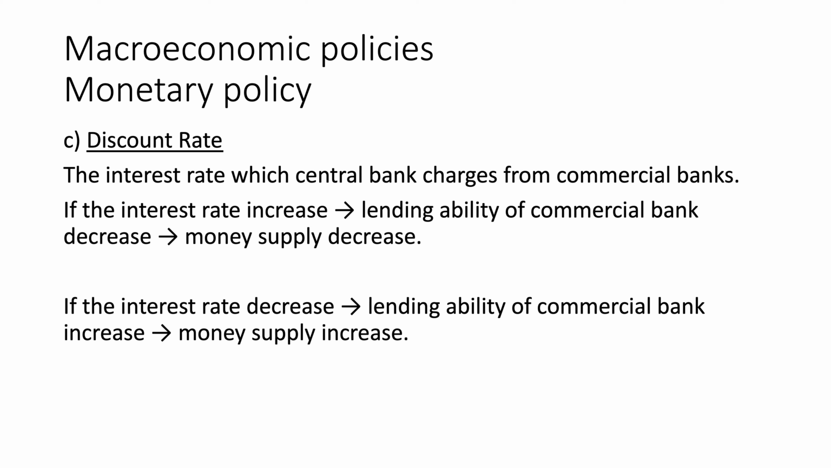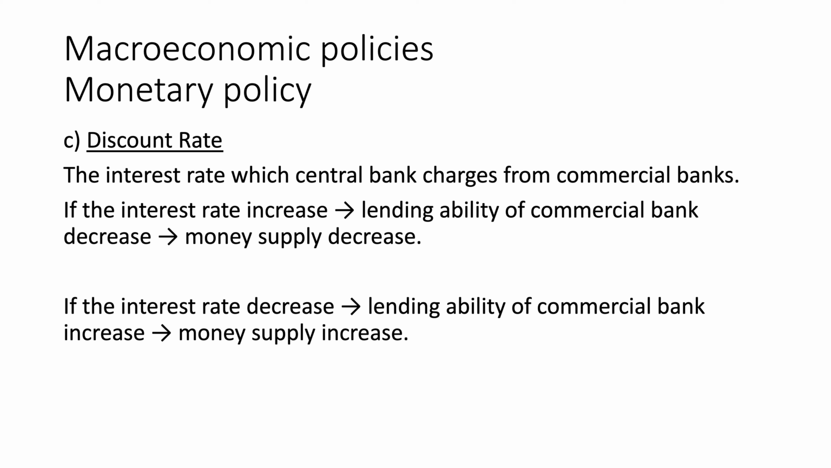Now, if the central bank increases the discount rate, the lending ability of the commercial banks decreases and the money supply decreases. Let's say that the discount rate is 10%. After a while, that discount rate is reduced to 5%. It means that when the commercial banks took the loan from the central bank previously, they were paying more because it was 10%, so the lending ability was decreased as well.